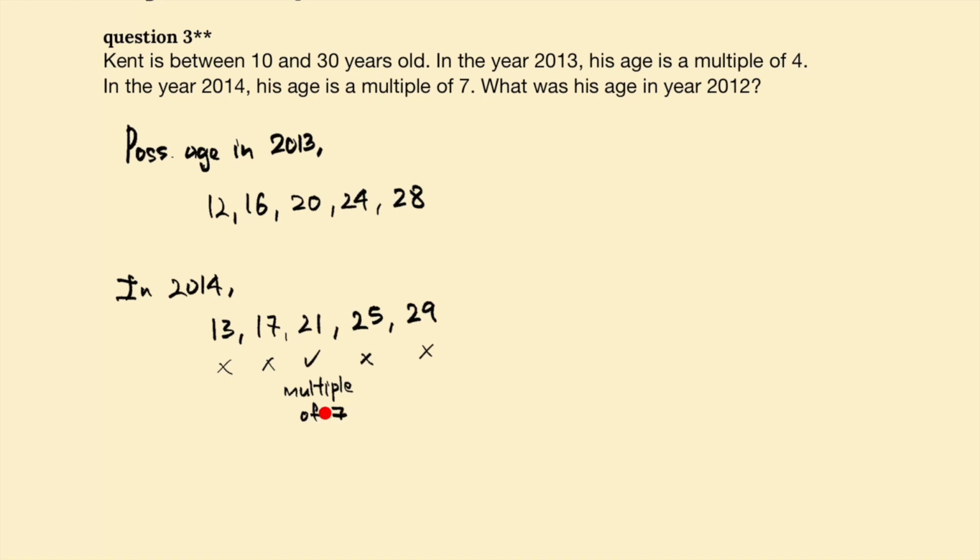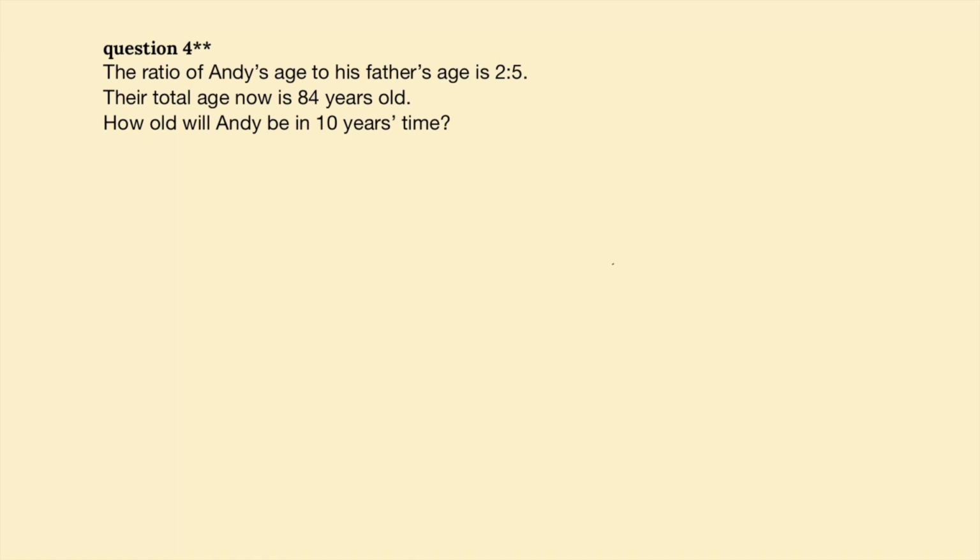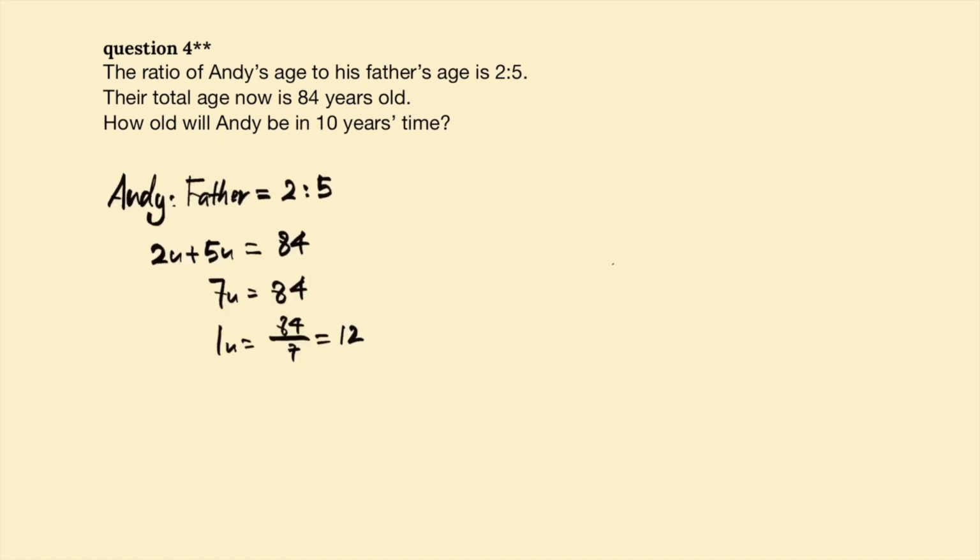Okay, what was his age in 2012? My goodness, that's 2 years prior, right? So basically 2014, that's 21. 2 years prior would be 19. The ratio of Andy's age to his father's age is 2:5. So 2 units, 5 units. Their total now is 84. Whoa, we can definitely do something about that. So we know that 7 units is therefore 84. 7U is 84, 1U is 12.